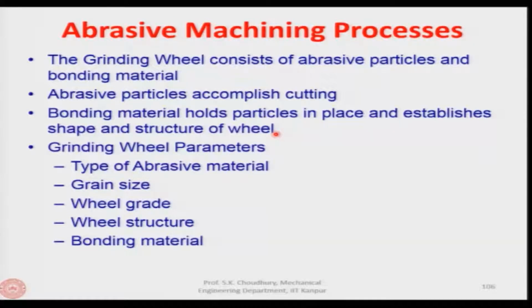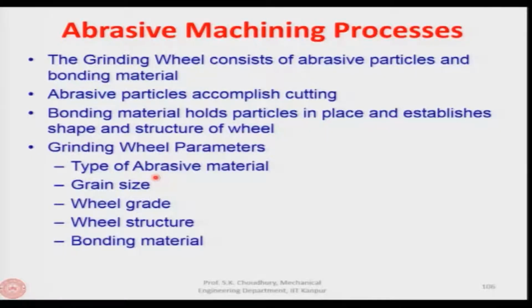Abrasive particles accomplish cutting, and the bonding material holds the particles in place and establishes the shape and structure of the wheel. So, there are 5 parameters on which the grinding wheel performance depends. These are the abrasive material, grain size, wheel grade, wheel structure and the bonding material. Depending on what kind of abrasive material we are using, either Al2O3 or silicon carbide or diamond, and what kind of grain size, rough, bigger grain size or medium or smaller grain size. What is the wheel grade?